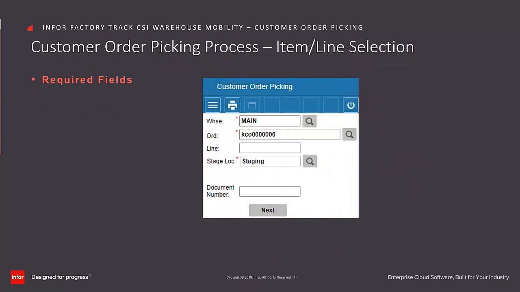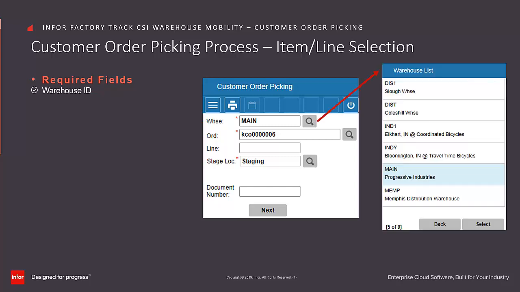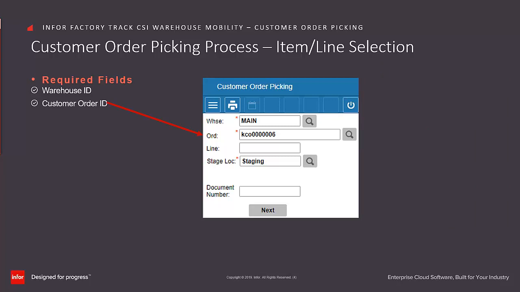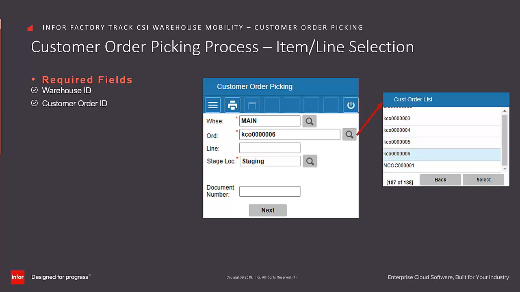The customer order picking process begins with the selection of the item to be picked. You can enter, scan, or select the warehouse ID where the items are located. This can also be defaulted to the user's warehouse based on configuration setting on the transaction set maintenance form. You can then enter, scan, or select the customer order ID which you are fulfilling.